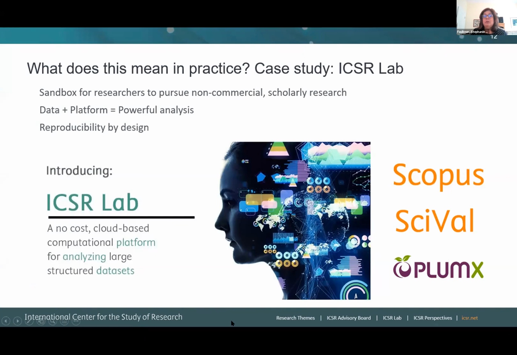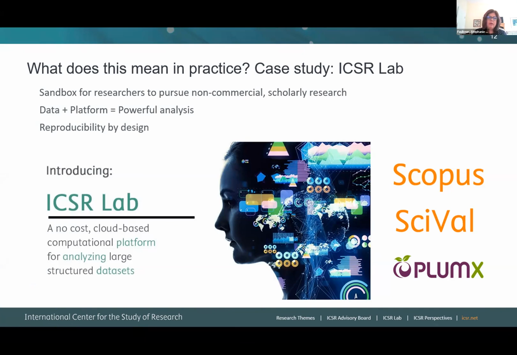Sure. So if you go to ICSR.net, that is the ICSR website, you will find on that main page a link to ICSR Lab, and it will take you to a page. It'll give you a list of all the sources so you can see all the data sets we currently have. And we're always adding more.